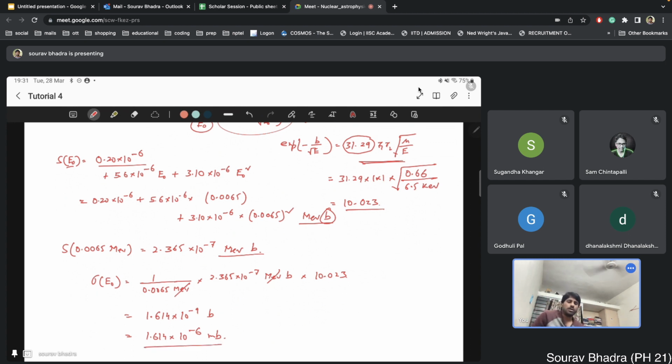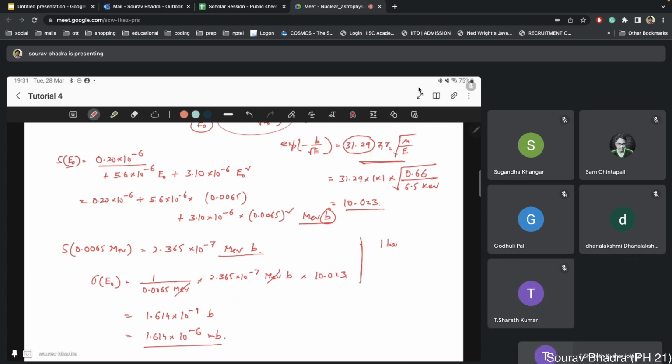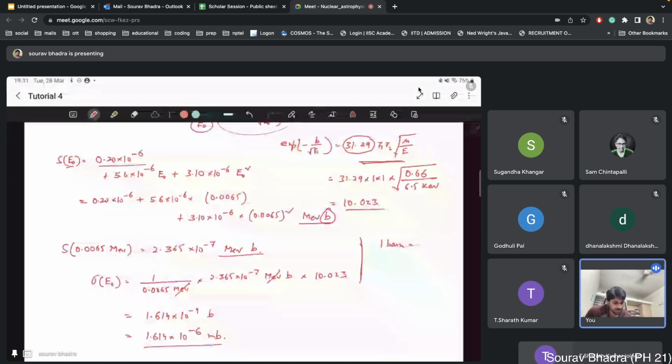From barn to millibarn. So I cannot remember the exact value of one barn in centimeter square. So if anyone can tell, just tell me. Is it 10 to the power minus 24? I am just asking, or 10 to the power minus 22 centimeter square. I have just forgot that unit of barn.